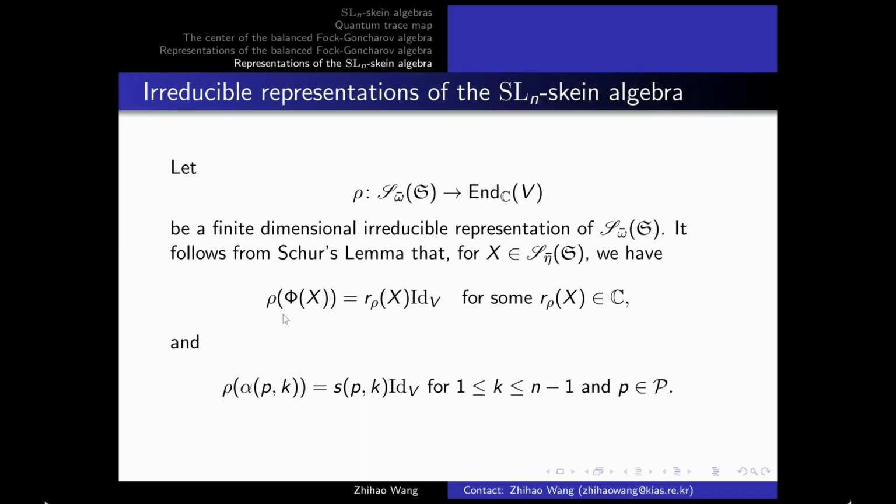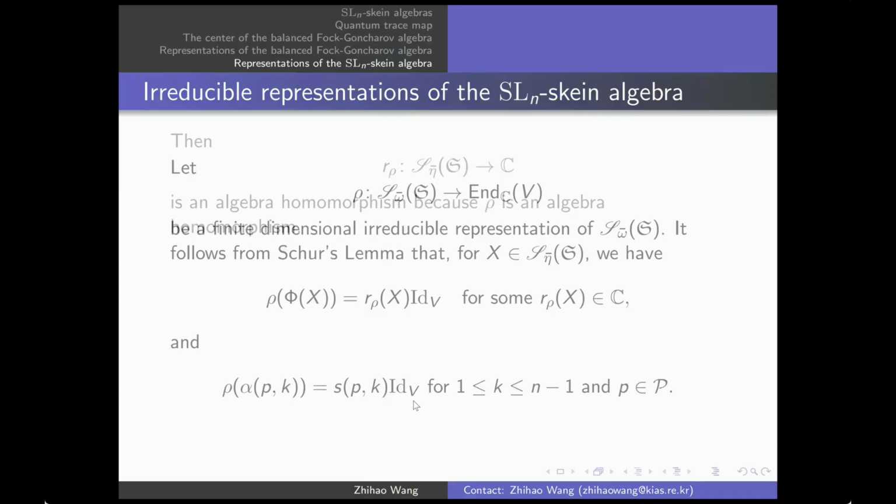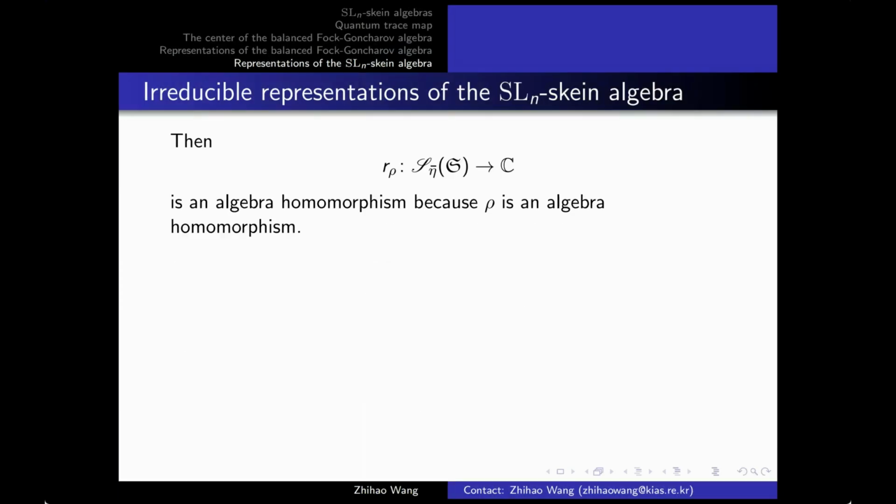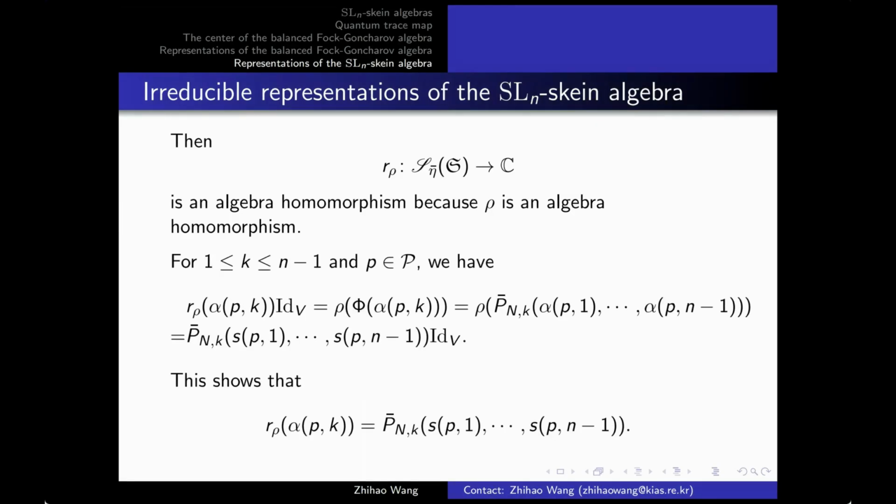Because this guy is central, we have a complex number, R rho x. And also, for every alpha pk, it is also central, and then rho maps this guy to scalar multiplication SPK. And like the balanced Fock-Goncharov algebra, R rho is an algebra homomorphism, and there is some relation between R rho and SPK. So then we have this relation, I mean, R rho alpha pk equals this. This is the definition for R rho.